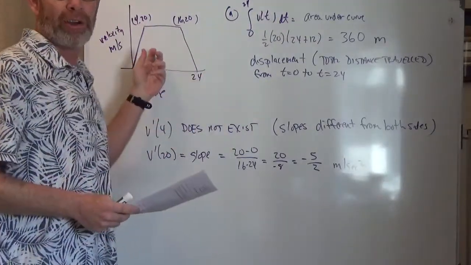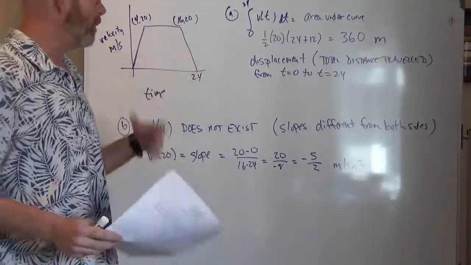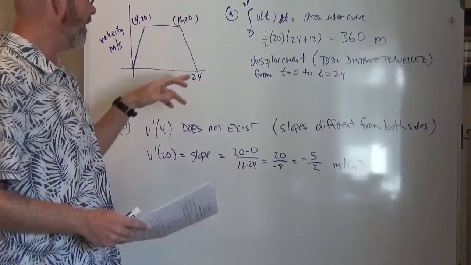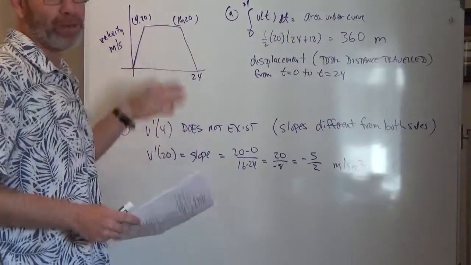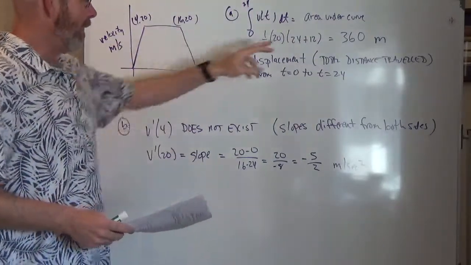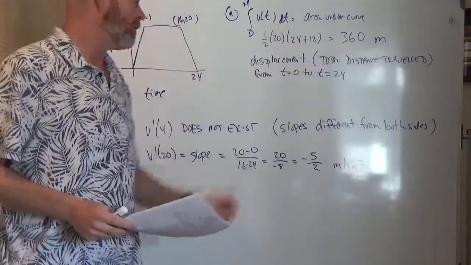It's just area under the curve. You use the trapezoid formula. I'm sure you guys all know the trapezoid formula, right? 1/2 times the height times base 1 plus base 2. You can also break it up into triangles, rectangles. Anyway, I got 360 meters for that.